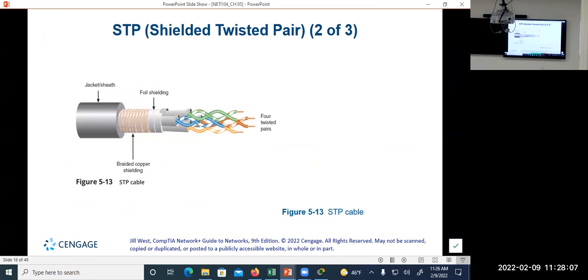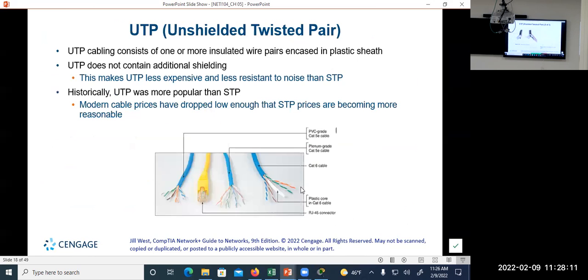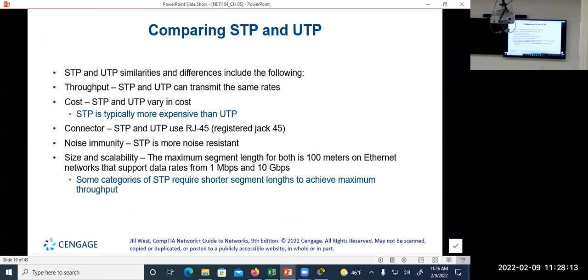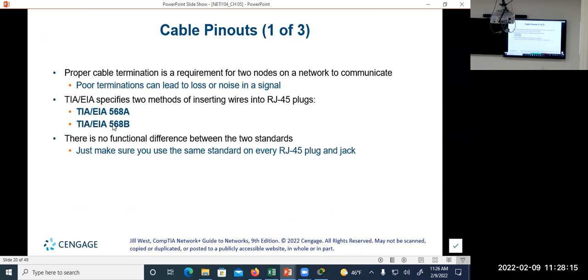That is still here. You have the point here. Yeah, you have two standards here, 568A or 568B, and you terminate into RJ45.